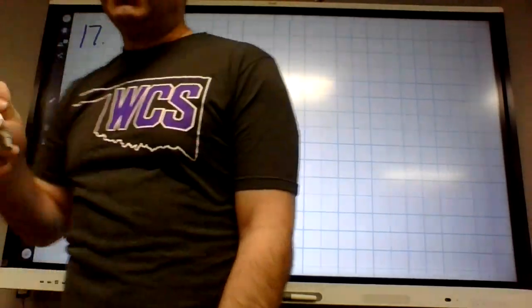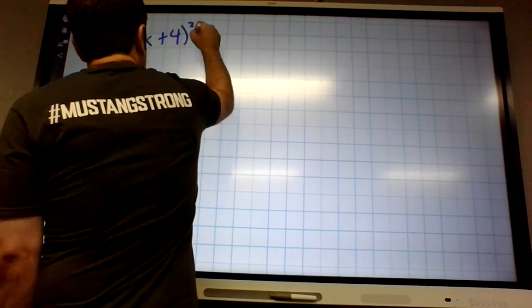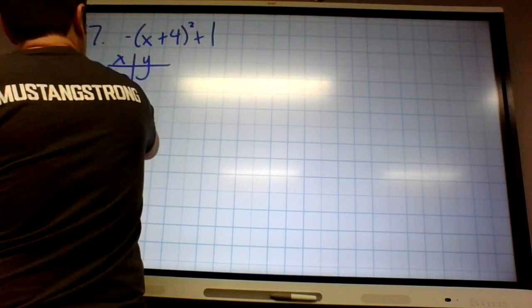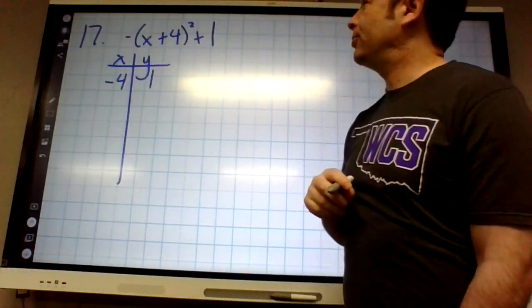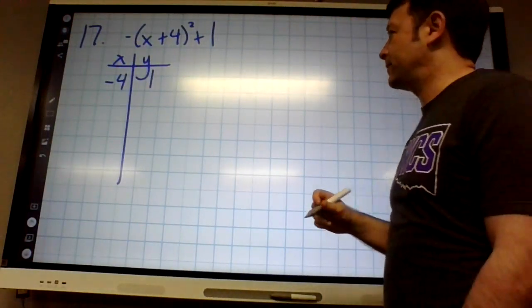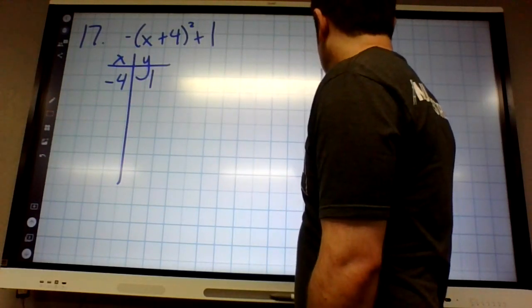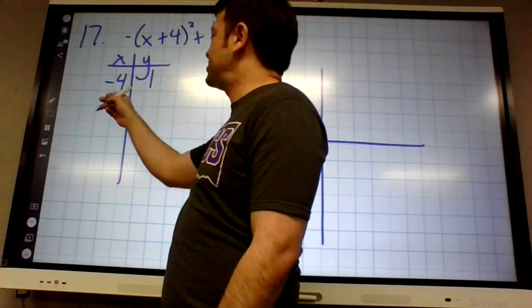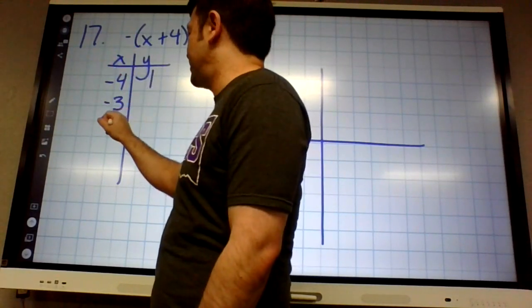Okay, number 17. Negative x plus 4 squared plus 1. Okay, where's the vertex going to be on this one? Negative 4, 1. What's going to be different about this graph? It's going to go down from the start. So if negative 4 is the middle, I can do -3, -2.